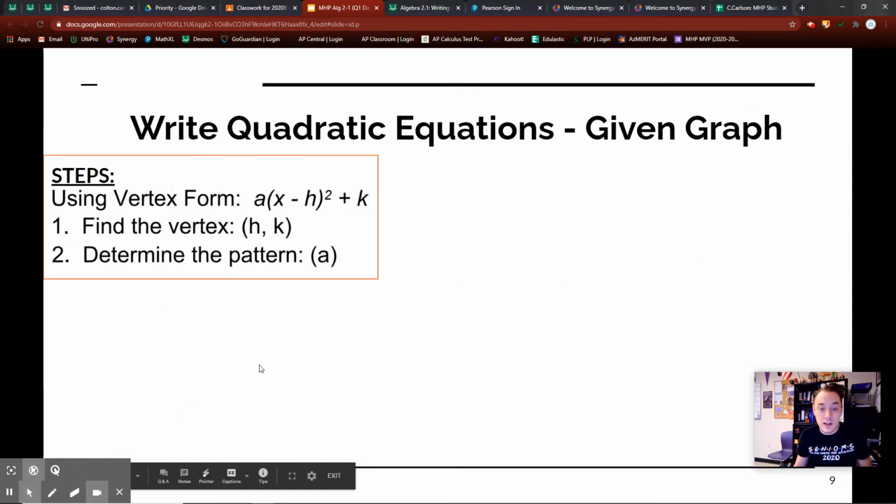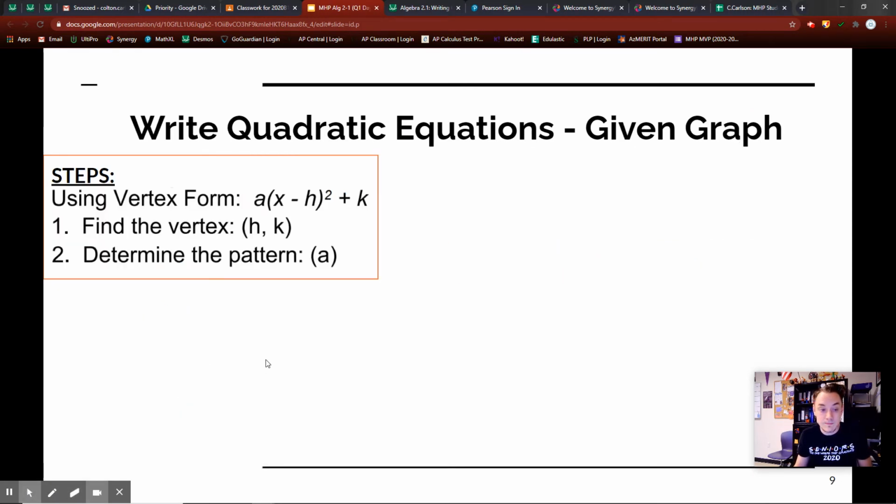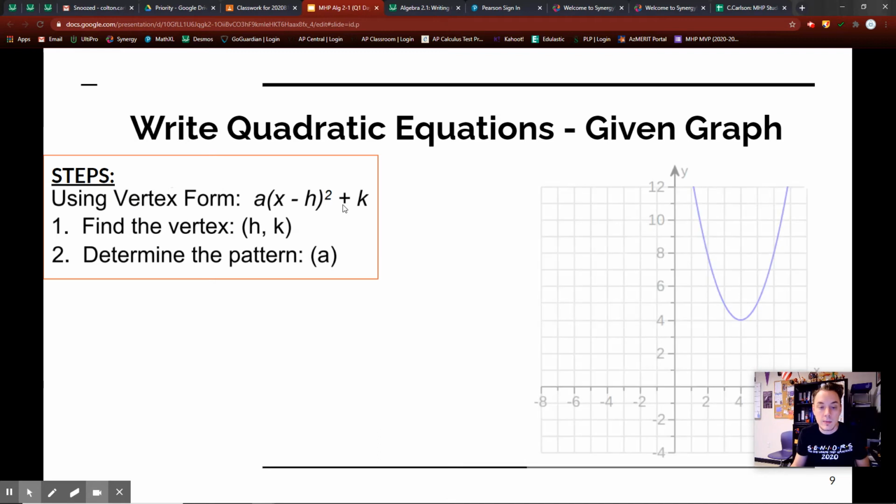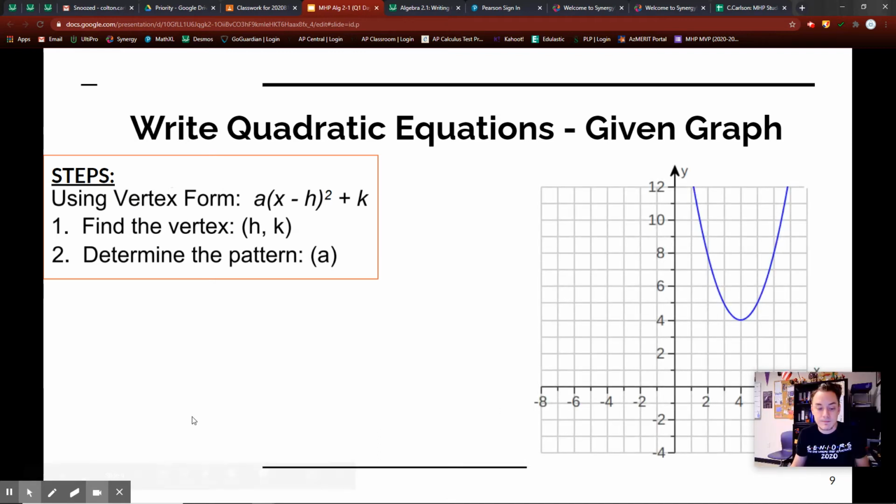Let's go to this example, all right? So what if I'm given a graph? What if I'm not given any points at all? So if I'm just given a graph, what do I do? So the first step is use the vertex form, okay? Find the vertex and then determine the A, the pattern, like what's the A value, and then plug everything in together. So I'm going to show you what that is right now.